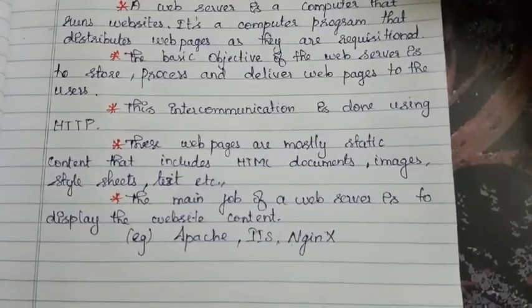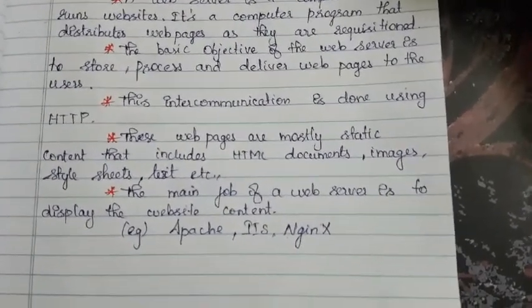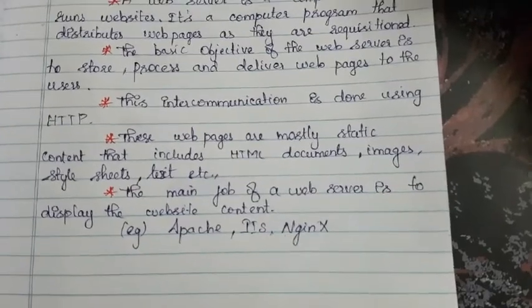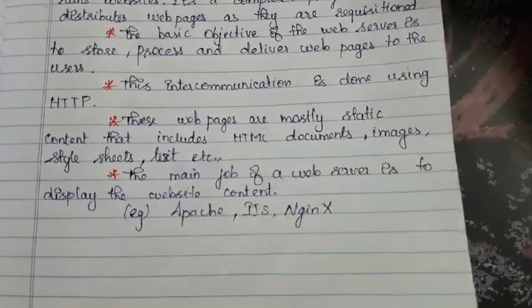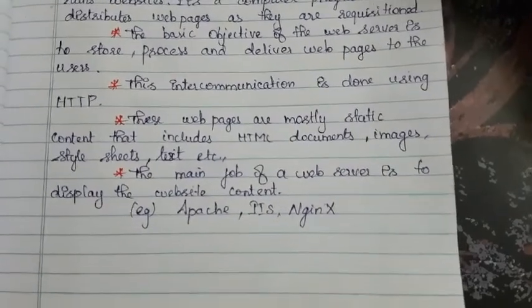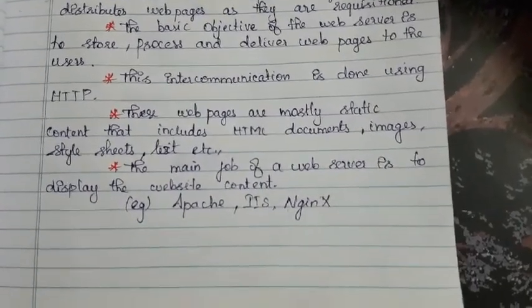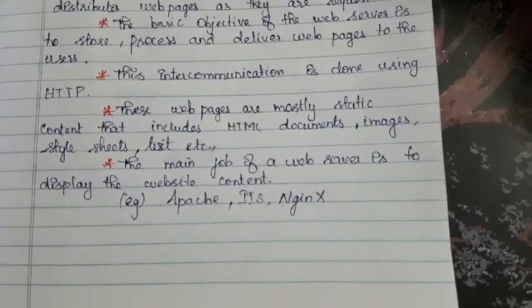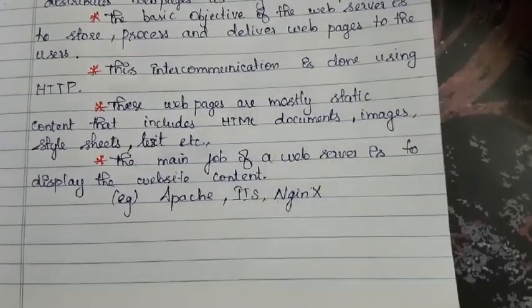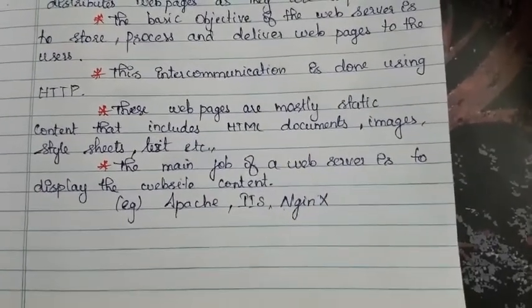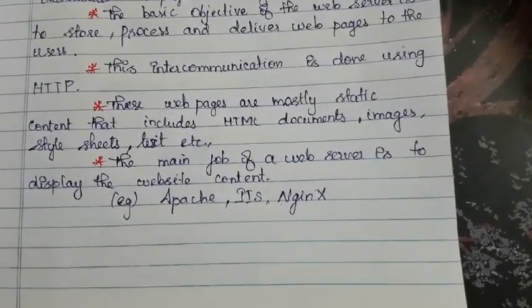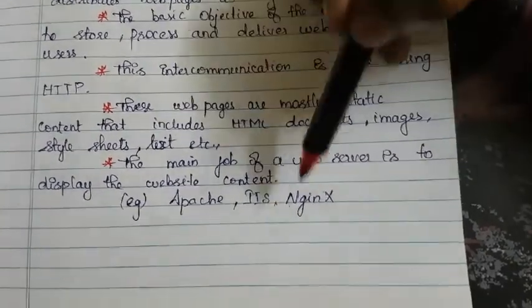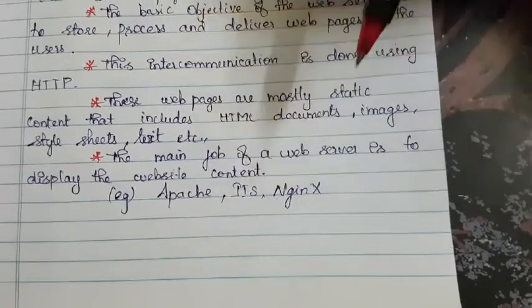These web pages are mostly static. What is meant by static? It will never change. So these pages are mostly static content that includes HTML documents, images, style sheets, text, etc. The main job of a web server is to display the website content. Examples of web servers are Apache, IIS and Nginx. This will be pronounced as Nginx.